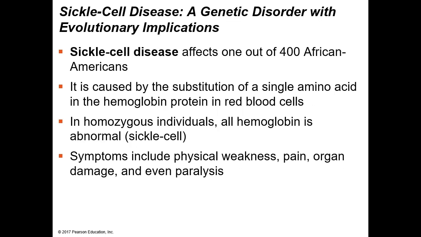Sickle cell disease affects 1 out of 400 African Americans. It is caused by the substitution of a single amino acid in the hemoglobin protein in red blood cells. So substitution is a mutation where we replace the normal amino acid with another amino acid. And this is caused by a substitution that happens at the DNA originally. In homozygous individuals, all hemoglobin is abnormal, sickle cell.